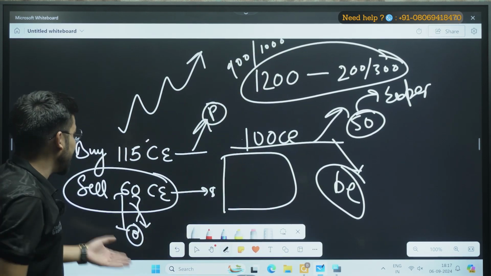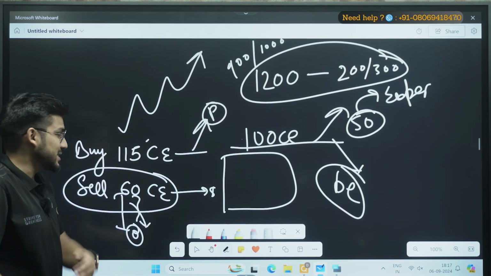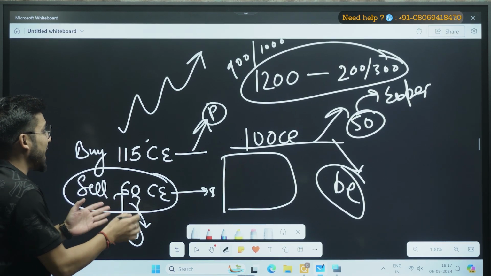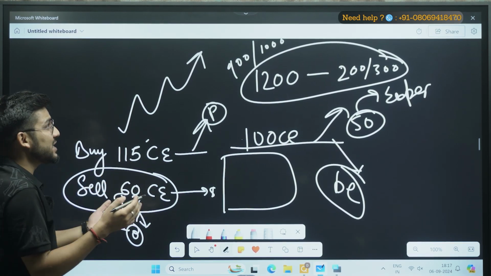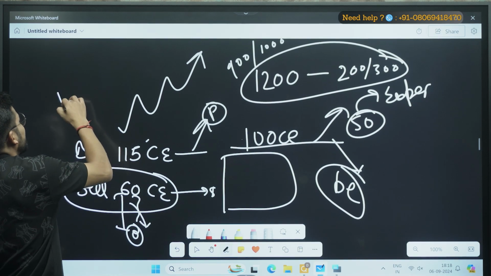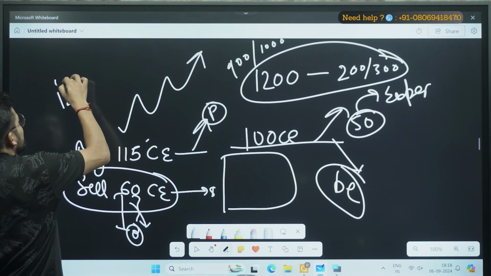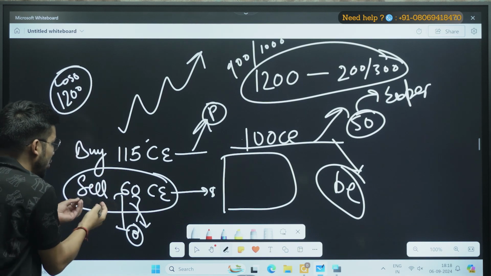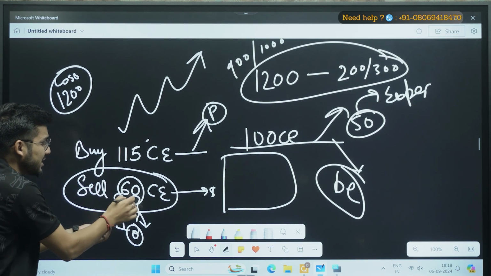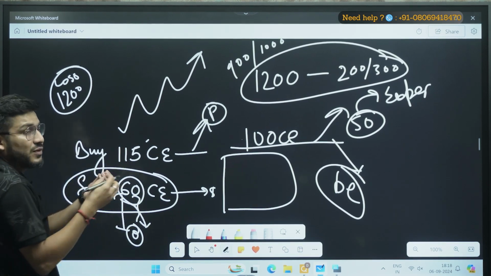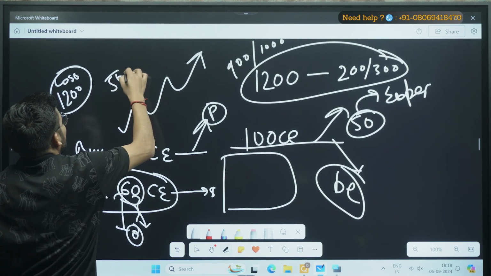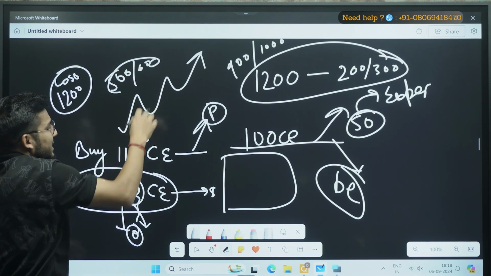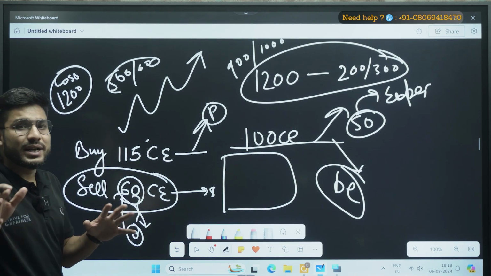At any point of time, if my market goes against my perception, I'll face a loss, for example, a 1200 rupees loss, right? But I have also sold a call option of 60. Okay, so it will give me a profit of approximately 500 to 600 or more than that, I guess. Okay, I'm not calculating that deep right now.